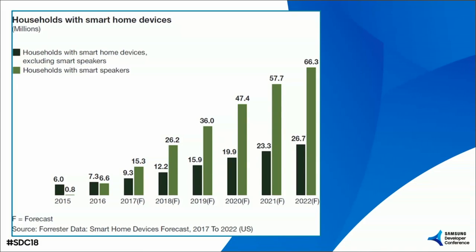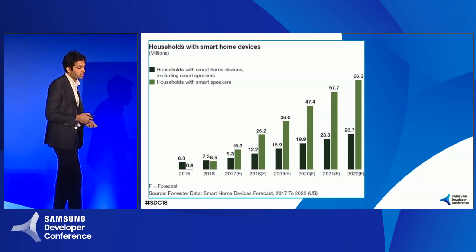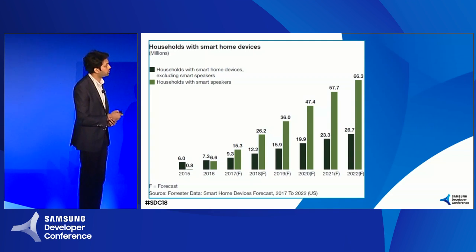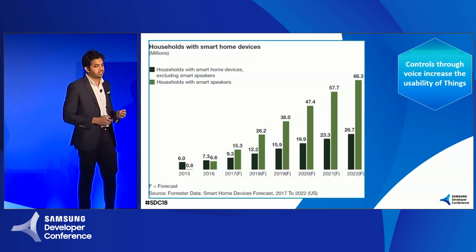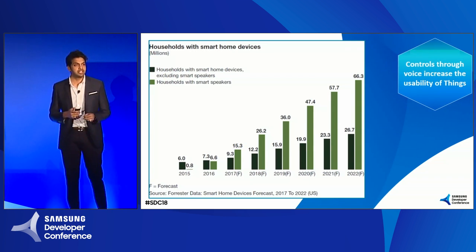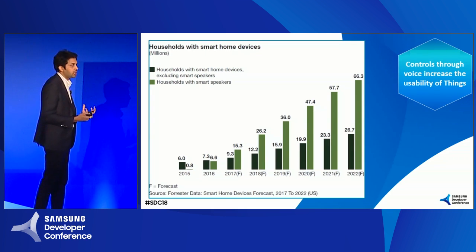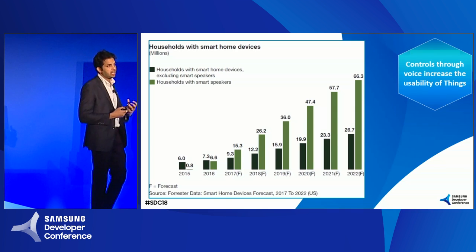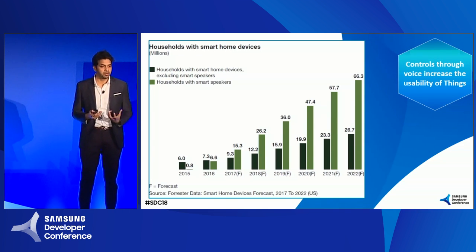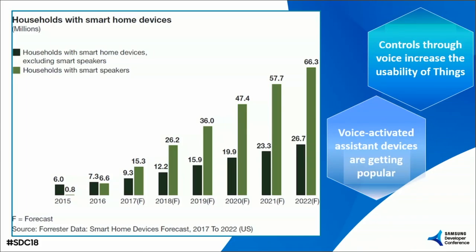We saw that the number of households with smart home devices, including smart speakers, is constantly increasing, and the forecast says it's going to increase by 2022. So we thought that controlling through voice increases the usability of things. We all have been talking about things, but the usability makes more sense with voice-enabled assistance. We also saw that voice-activated assistant devices are getting popular.